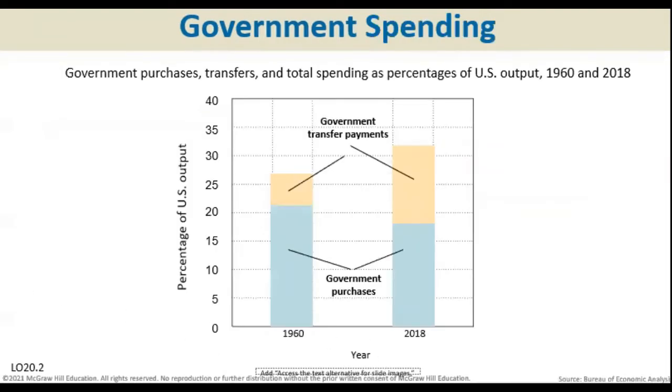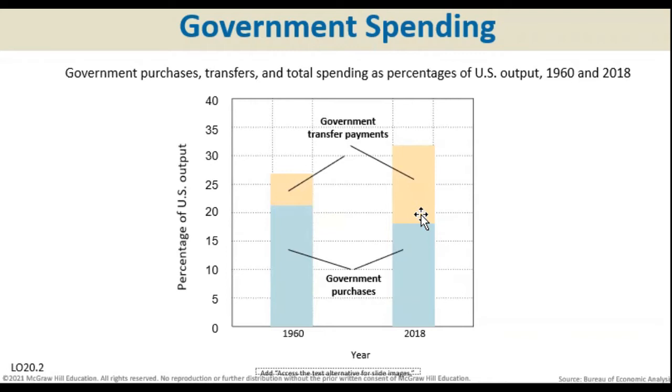So here, government purchases have declined. If you compare the chart over here, the chart shows you 1960 compared to 2018. The blue area represents the government purchases, right? If you look at 1960, government purchases as a percentage of output is a little bit higher compared to now. It's a decline. In the same time period, government transfer payments increase, right? While government purchases decline from 1960 to 2018, you will see that government transfer payments increase.